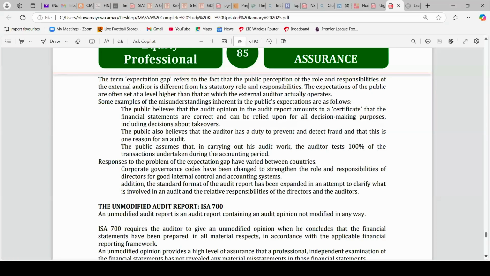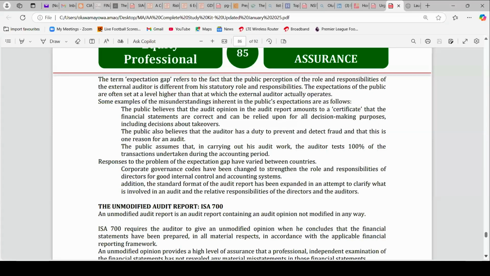Now, I'm not sure if this is in your pack. Okay, let me see. I don't think it's there, but just write it somewhere. The first way this gap is manifested is what is called standard gap. The second one is performance gap. And the third one is liability gap. Now, these are all forms of expectation gap.